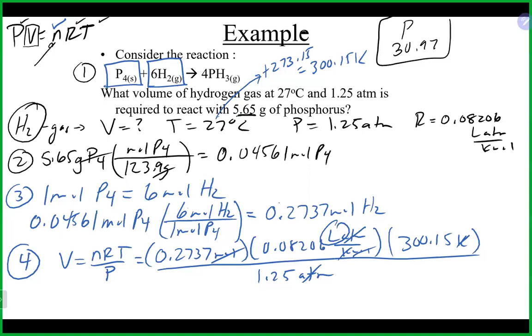So if we do that math there, we're going to get something like 5.39 liters of H2 is needed here to react with that much phosphorus. This would not be a yield as it is a reactant in this case. Any questions on those steps? Again, same 4 steps, just incorporating really the ideal gas law in most cases.